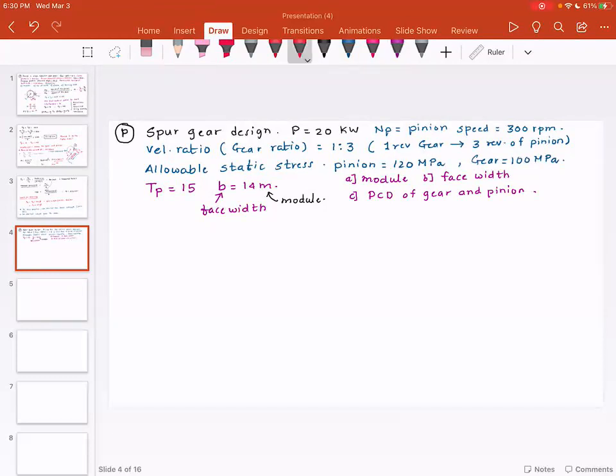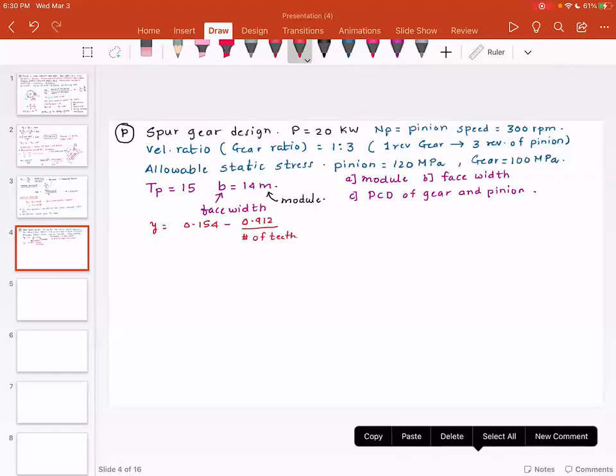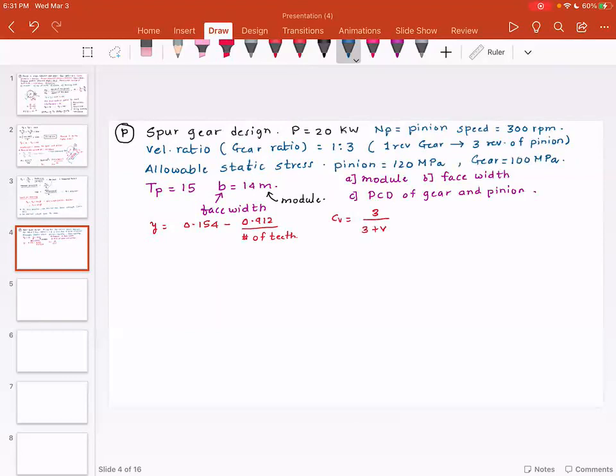Now, good news is they have given us the value of Y, the Lewis form factor, also called the tooth form factor, which is 0.154 minus 0.912 divided by the number of teeth. And the velocity factor, CV, is given as 3 divided by 3 plus V. Typically, we find these values from the design data book, but in this problem, these important relationships that we need for gear design are already given.